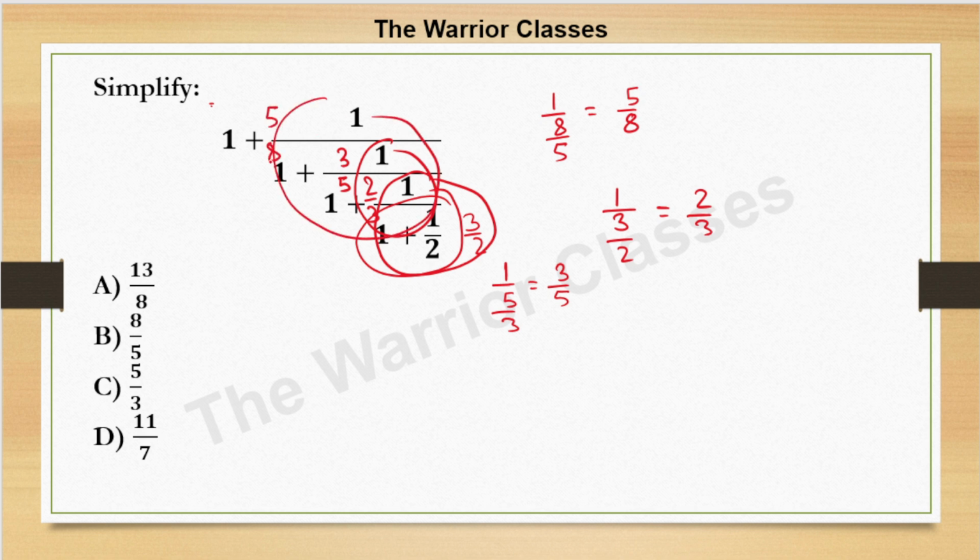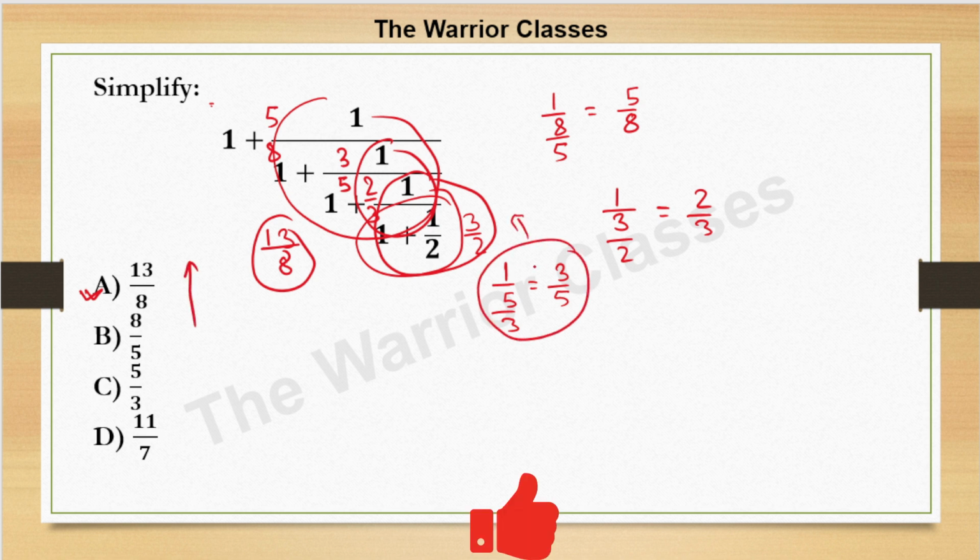Now we multiply 8 ones are 8 and 5, 13. So 13 in the numerator and in the denominator we have 8. So 13 over 8. Option A is the correct answer. So friends, for solving this problem we go from bottom to top and we take the reciprocal as needed. So this is the way to solve this problem. Hope you understood. Now moving to the next question.